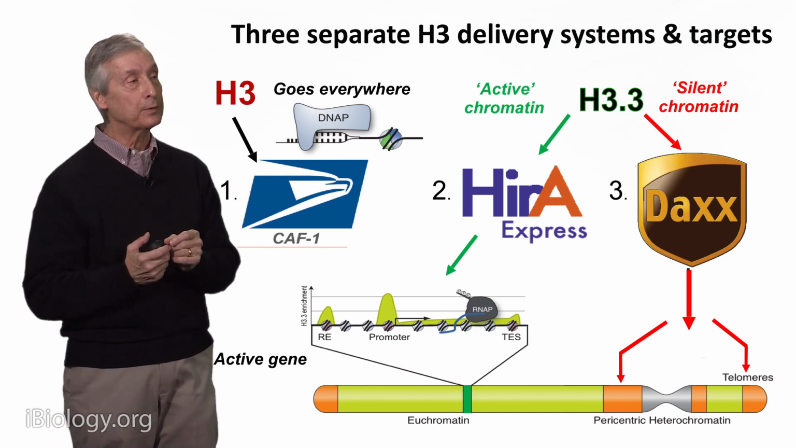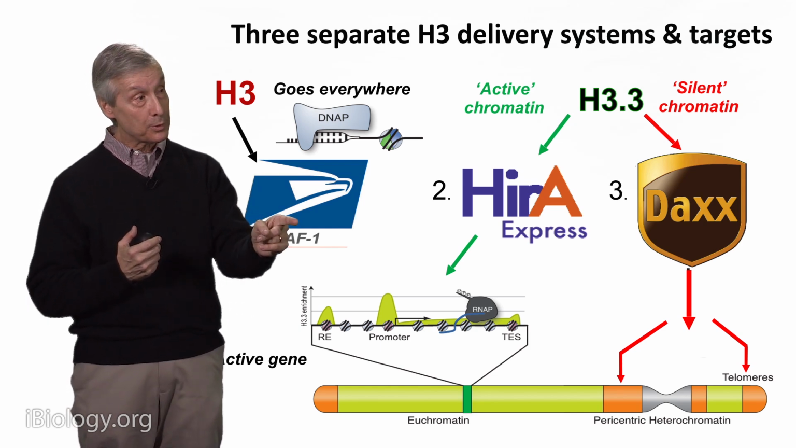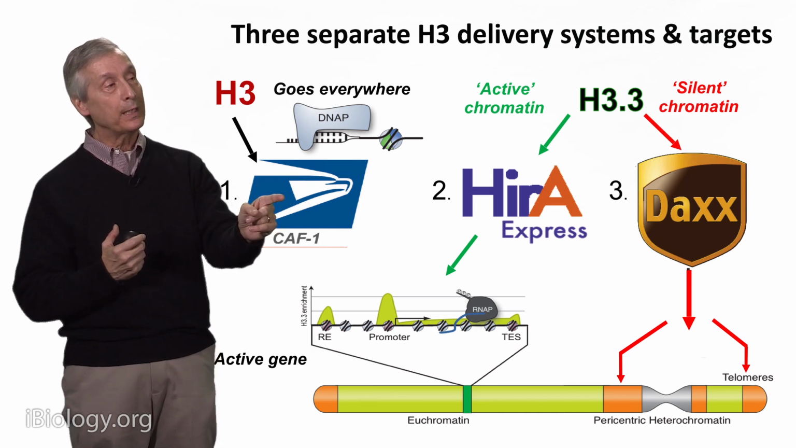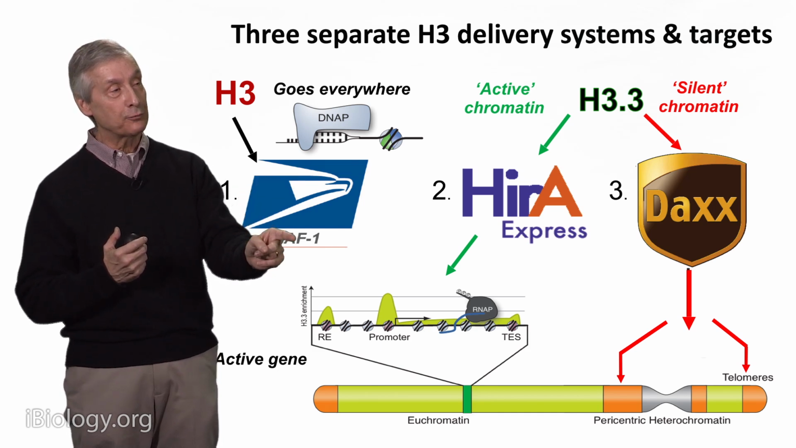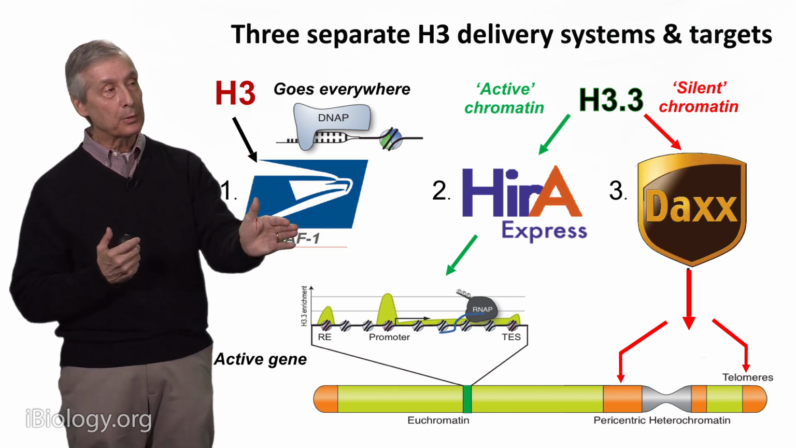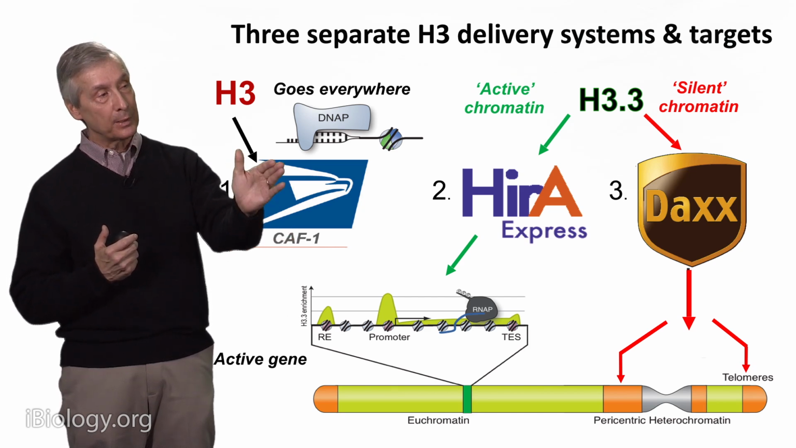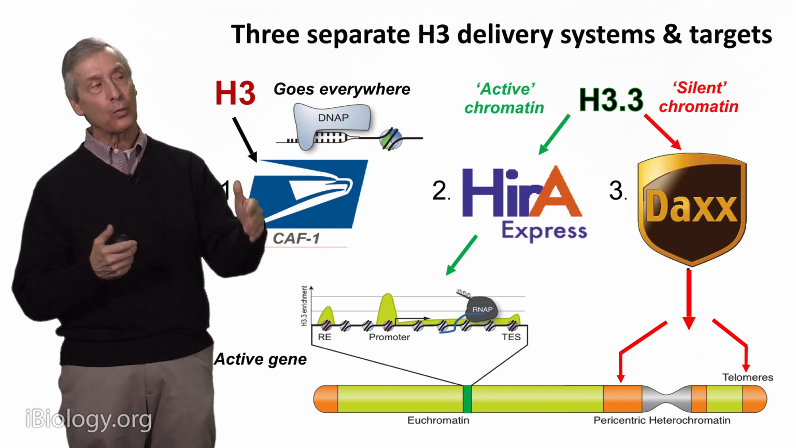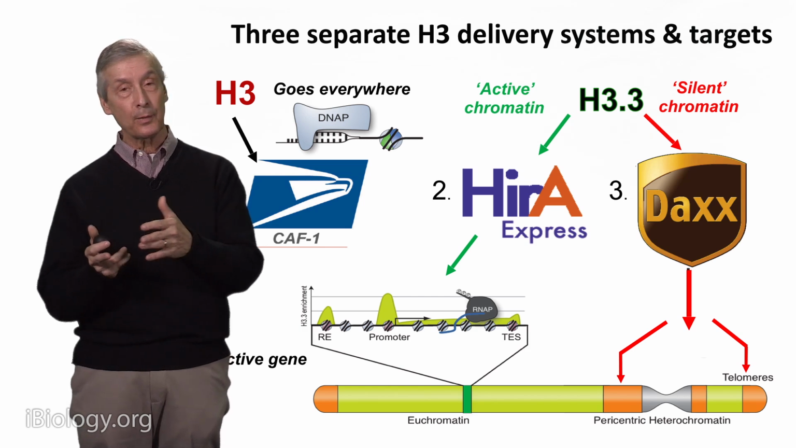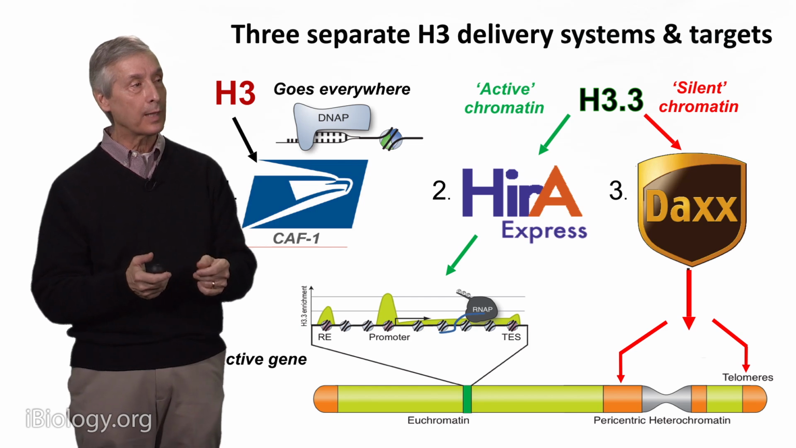But others have found, Steve Henikoff in particular found, that if you follow pathway number 2, 3.3, the histone variant, was being selectively targeted for active genes. It didn't go down the whole chromosome. It actually used its own chaperone, its own delivery system, if you will, that's labeled HIRA, to be targeted to active genes. Well, that was quite remarkable. You had the regular H3 going elsewhere, and 3.3, this little minor variant, a few amino acids different, going to active genes selectively.